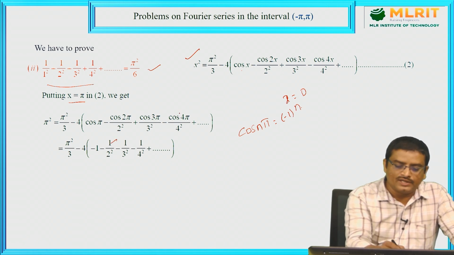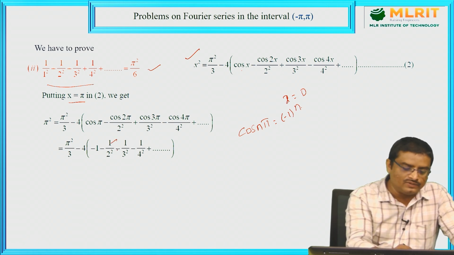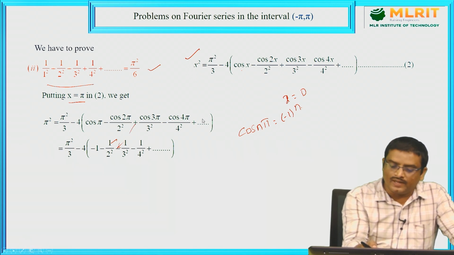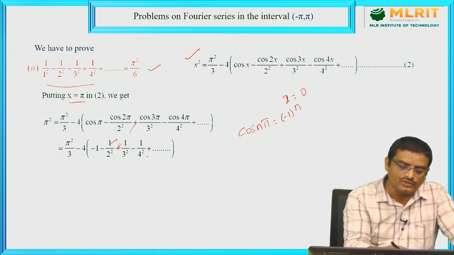And here cos 3 pi, you will get a minus sign here. So that's why this plus is converted into minus. And cos 4 pi, 4 is an even number. So minus 1 whole to the power of 4, you will get a positive sign. So this minus is as it is.